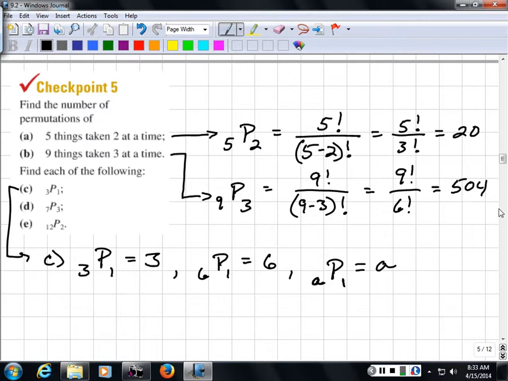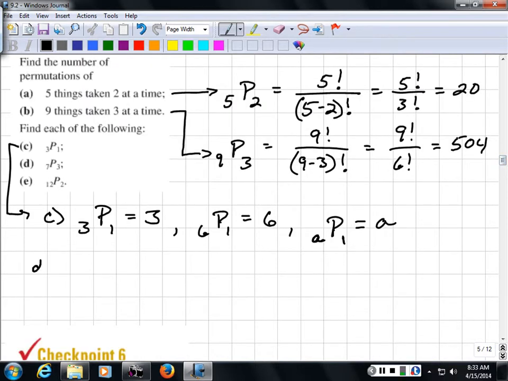All right, so let's look at part D, which is 7P3. Go ahead and calculate using your calculators. 210. And then we have 12P2.